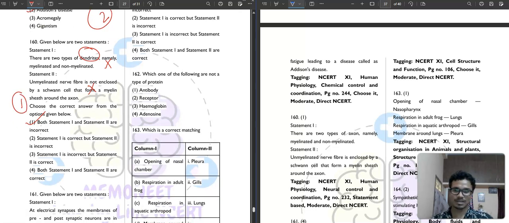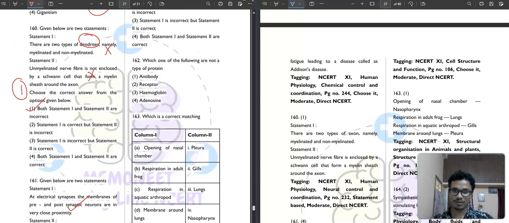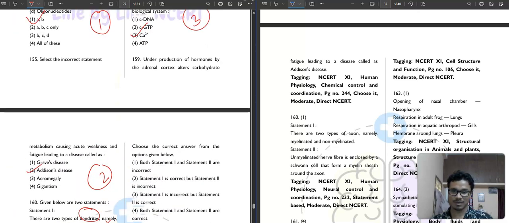Then question number 161. Given below are two statements. Statement first, at electrical synapses, the membranes of pre and postsynaptic neurons are in very close proximity, correct. Statement second, a nerve impulse is transmitted from one neuron to another through junctions called synapses. Both are correct. You know the synapses, what does it mean? Suppose this is one nerve junction, this is the second nerve junction. This is how the neurotransmitter is. This is called synapses. So the fourth option is your correct answer.